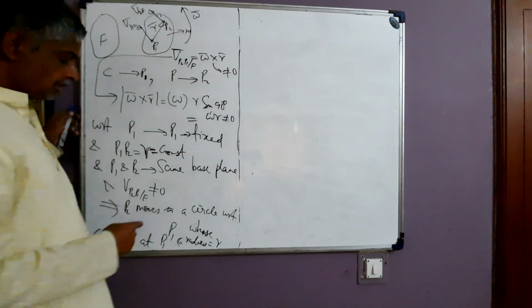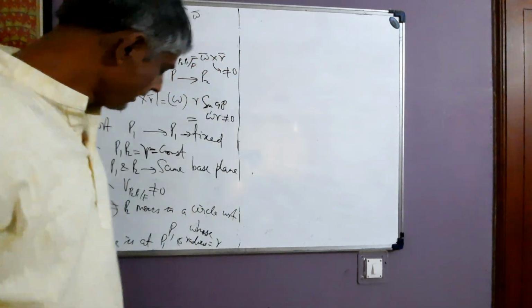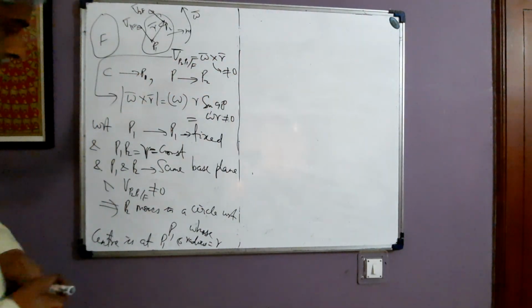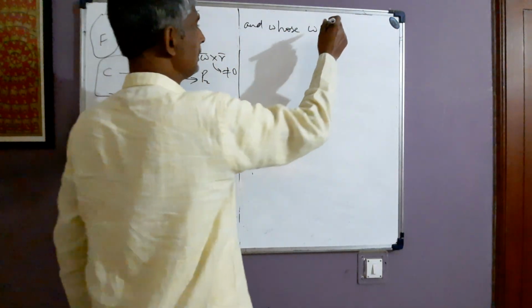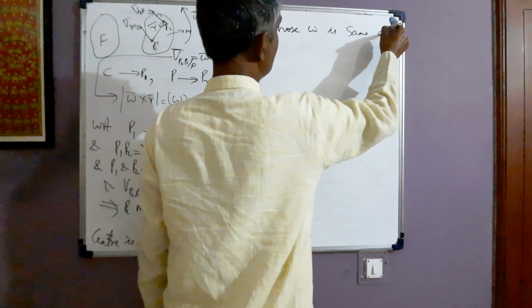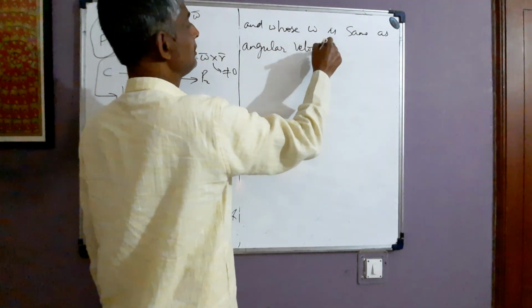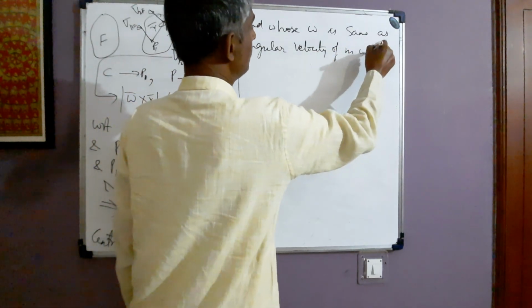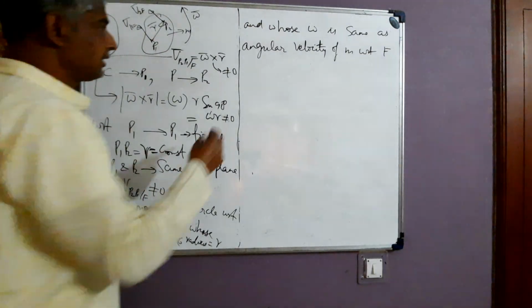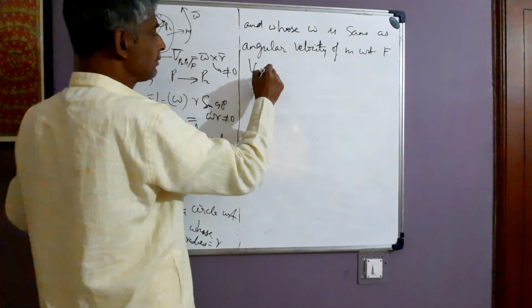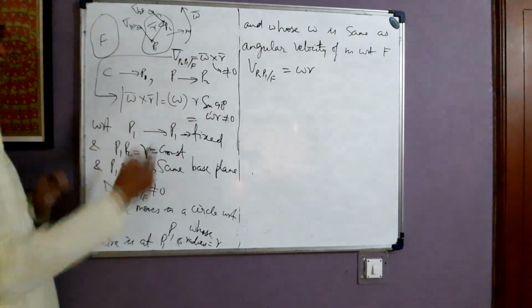So we reach the conclusion that with respect to P1, P2 moves in a circle whose center is at P1 and radius is R, and whose omega is the same as the angular velocity of M with respect to F. So this means that Vp2 P1F has the magnitude of omega R, as I stated just now. This term is just omega R.